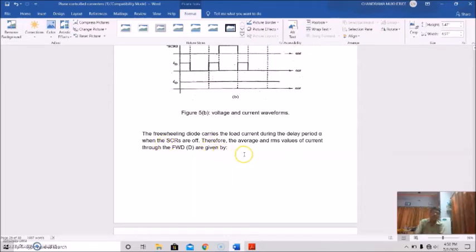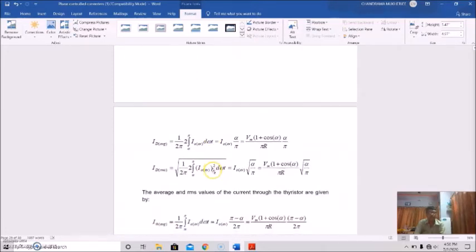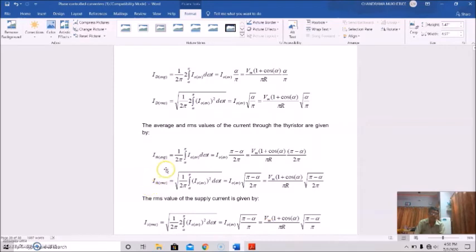Therefore, the average and RMS values of the current through the freewheeling diode are like this. This is the average value of the current through the freewheeling diode, that will be actually this one. Okay, and this is the RMS current. So the average and RMS value of the current through the thyristor will be given like this.